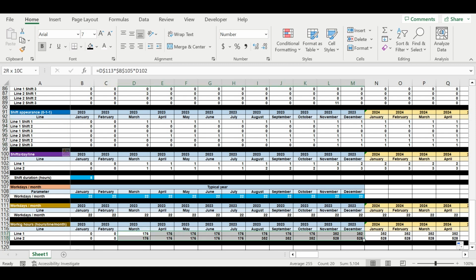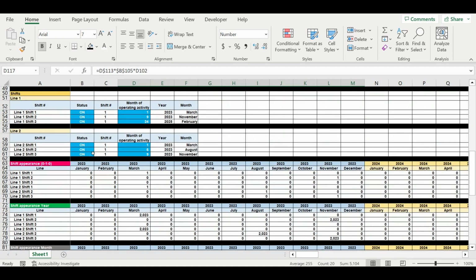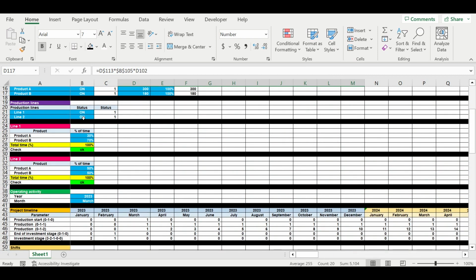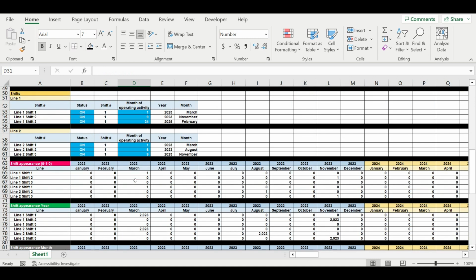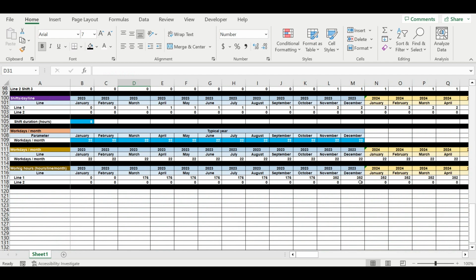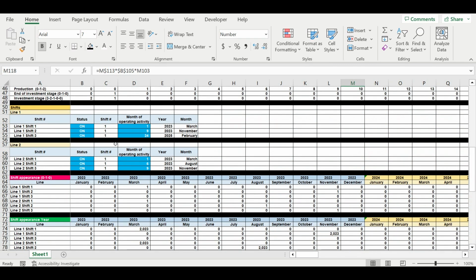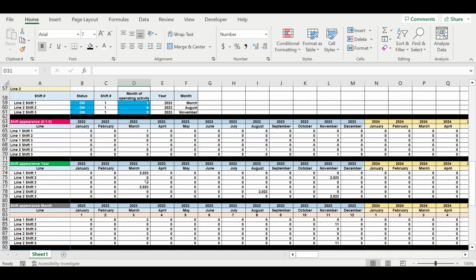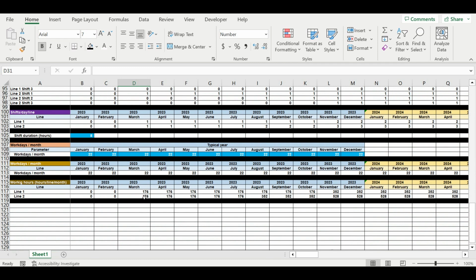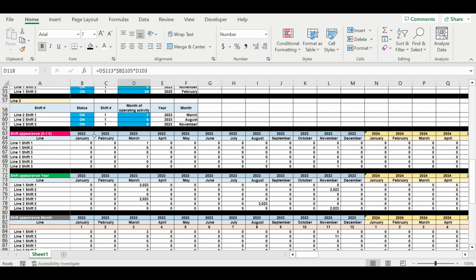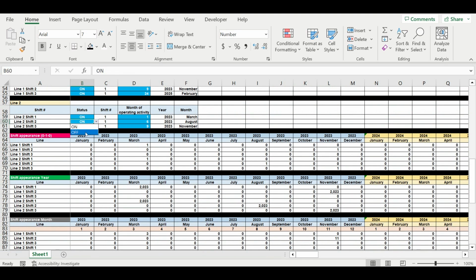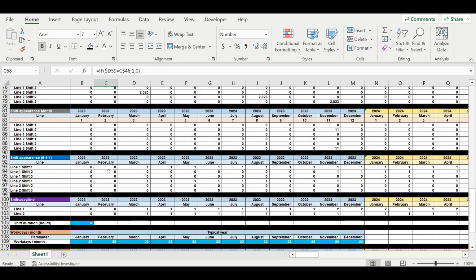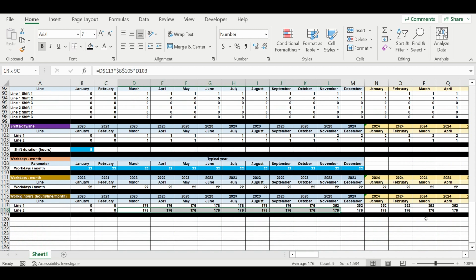So here we have the amount of working hours monthly, and we can, for example, do anything. For example, we can switch off line number 2, or we can switch it on. But we can switch off 2 shifts from line number 2. We can make it work only 1 shift. So here we can see we are working only 1 shift per day.